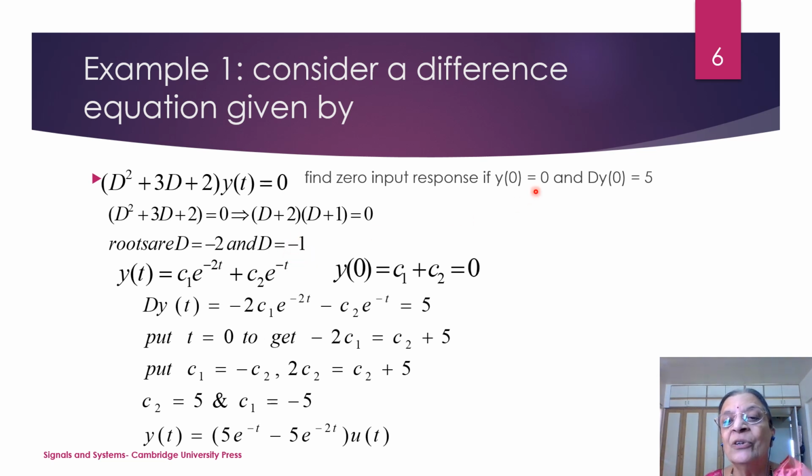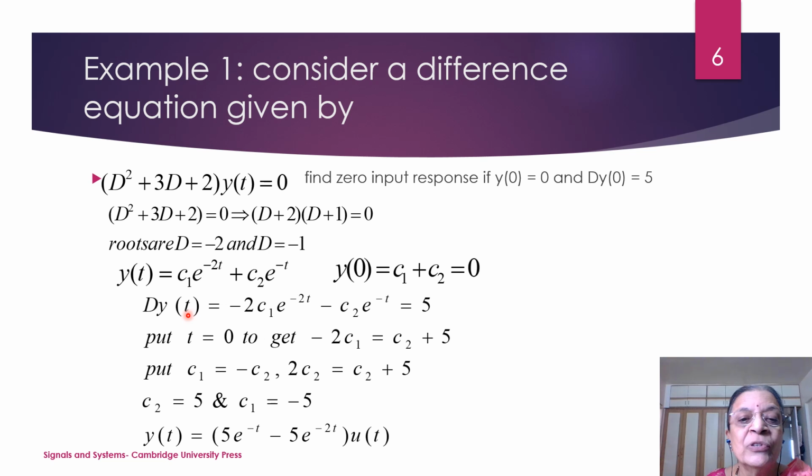Now what is y(0)? That is the initial condition, it is given as 0. So if I put t equal to 0 in this equation, I get y(0) as c1 plus c2, because the e raised to term will be equal to 1 in that case. So c1 plus c2 is equal to 0. Then I evaluate the differentiation dy(t), which when I differentiate this gives minus 2c1 e raised to minus 2t minus c2 e raised to minus t, but it is equal to 5 because it is given as the initial condition.